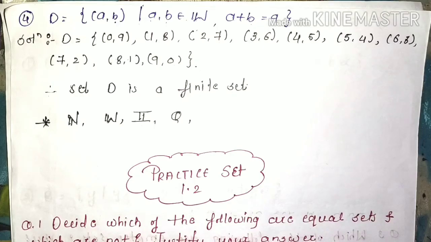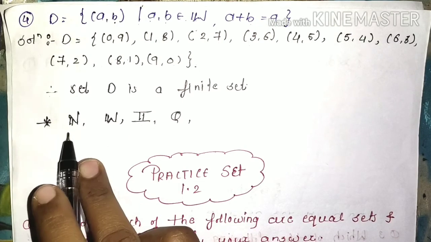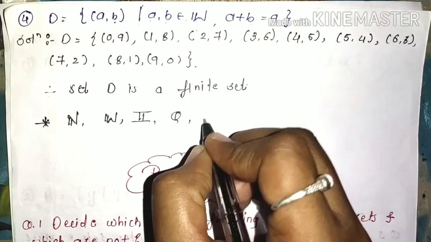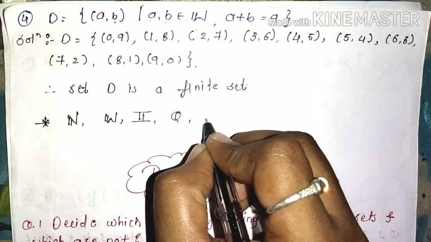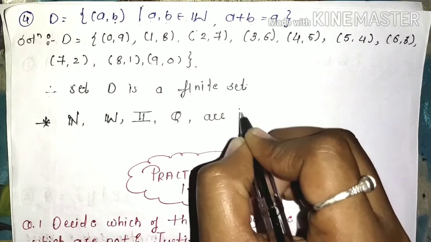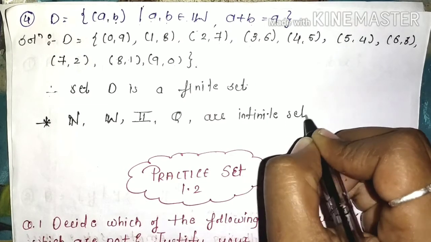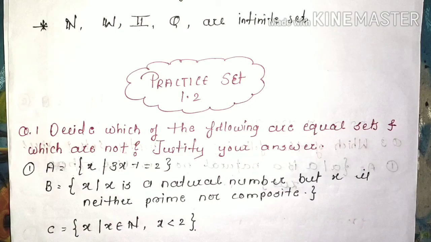Here we have to remember one thing: the set of natural numbers, set of whole numbers, set of integers, set of rational numbers and set of irrational numbers are all infinite sets because we cannot count the number of elements in that set. Next we are going to start with practice set 1.2.